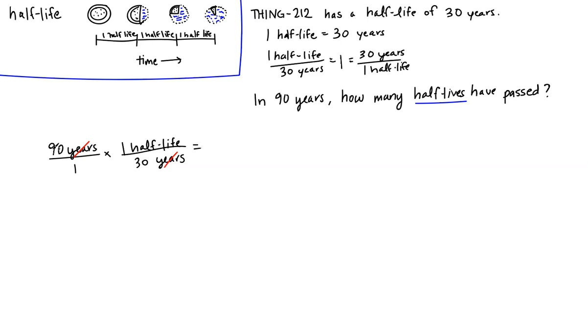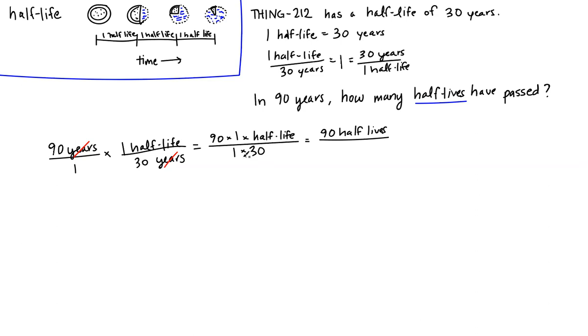So let's go ahead and multiply through. So in the top, the only thing that's left is a 90. 90 multiplied by a 1 multiplied by half-life. And in the bottom, our denominator, we have 1 multiplied by a 30. Let's keep going. Let's keep multiplying. And so here, 90 times 1 is 90. 90 half-lives.